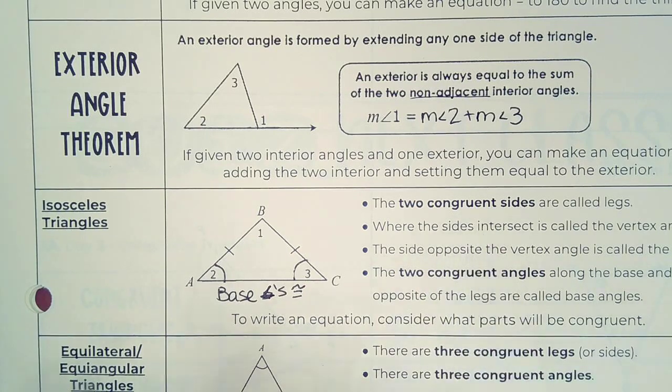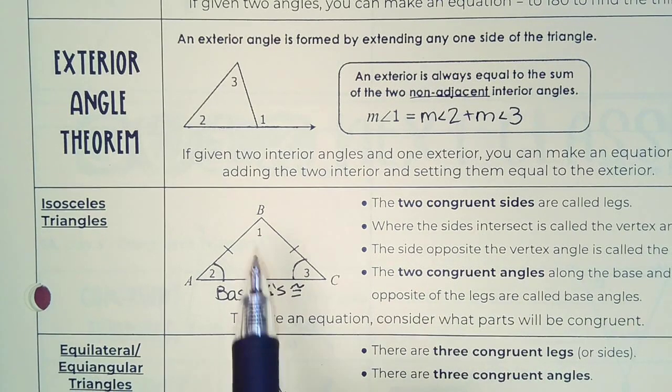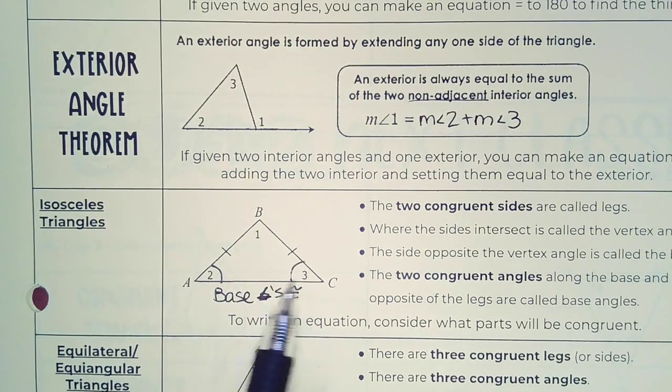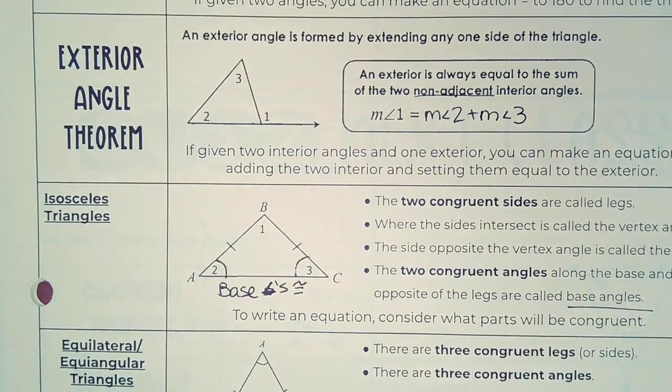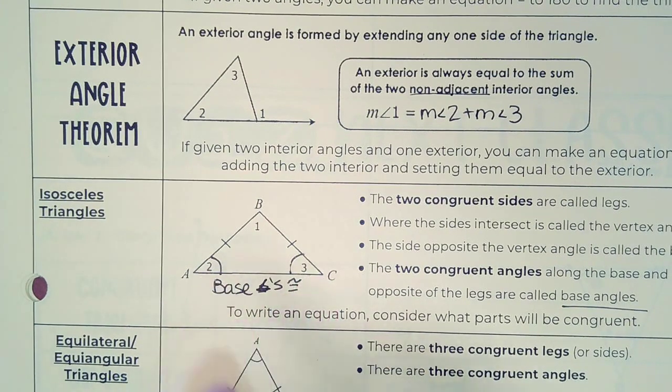So the 2 congruent sides are called legs. Where the sides intersect is called a vertex. The opposite side of the vertex is called the base. The 2 congruent angles along the base are called base angles. Perfect. To write an equation, we'd say angle 2 equals angle 3.